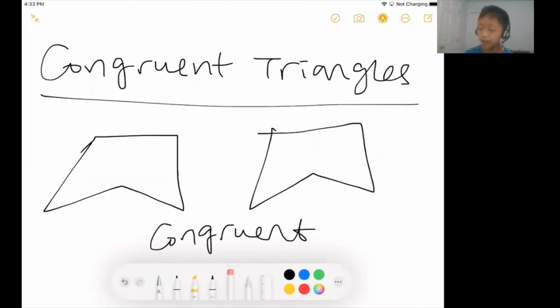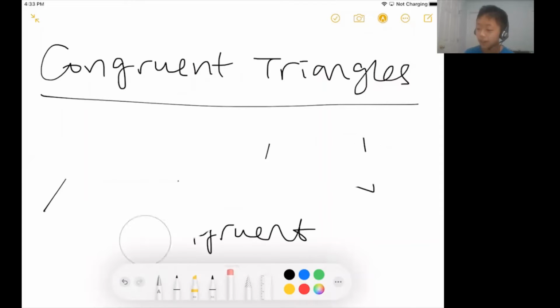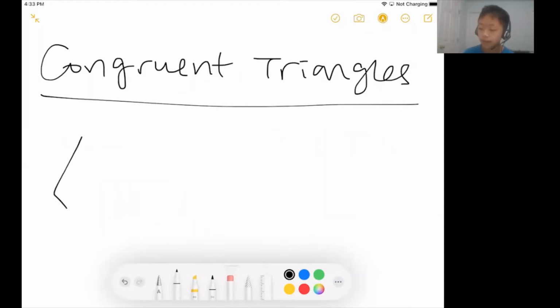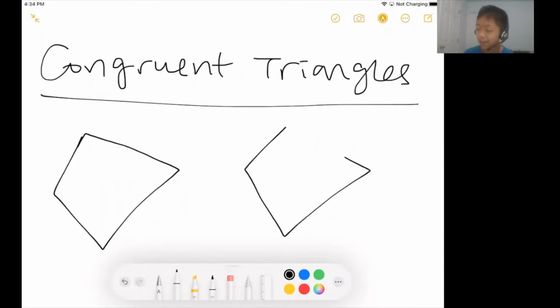So this would be an example of two congruent pentagons, for example. Another example of a pair of congruent shapes would be, for example, maybe this quadrilateral and this quadrilateral. These two are congruent because they both have the same side lengths. Essentially, you can think of congruence as a fancy word for saying that two things are identical.